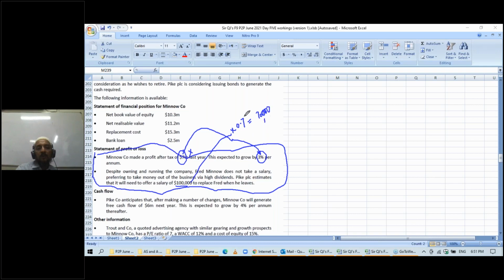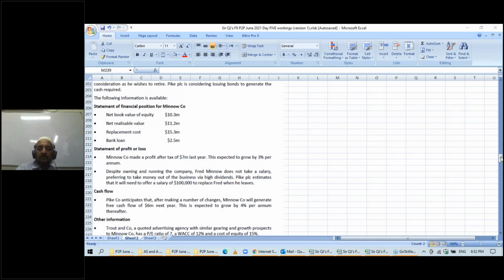So next year's profits are going to increase by 3% due to the growth. And secondly, the expense will increase by 70,000 due to the salary. So what will be the net profit? We're taking the profit for the next year in case of predicting the target company.